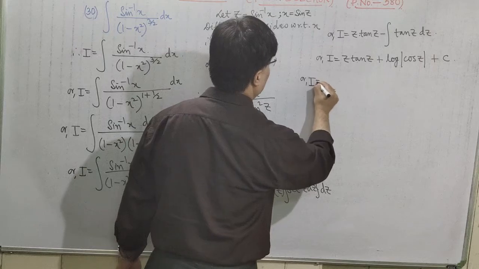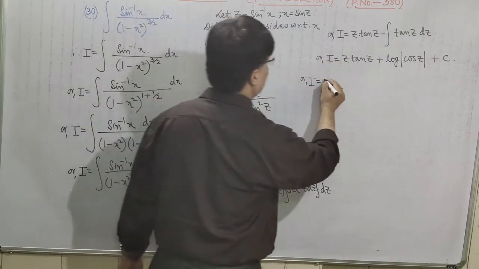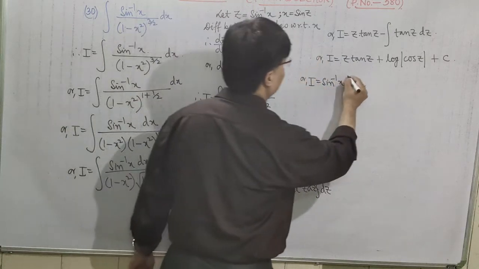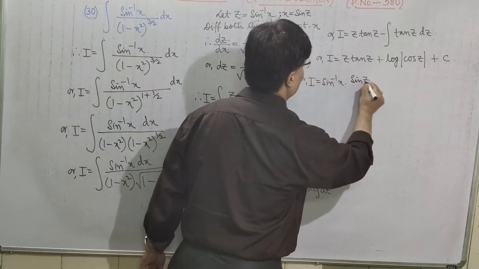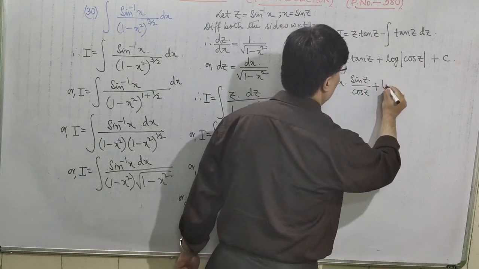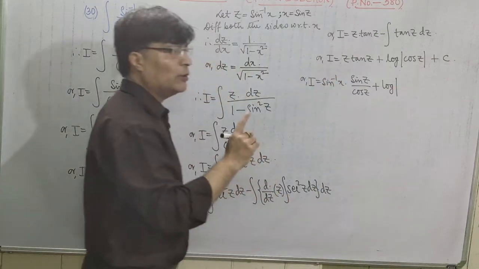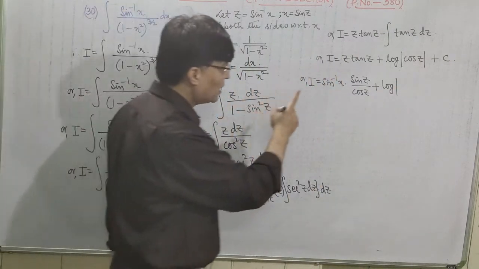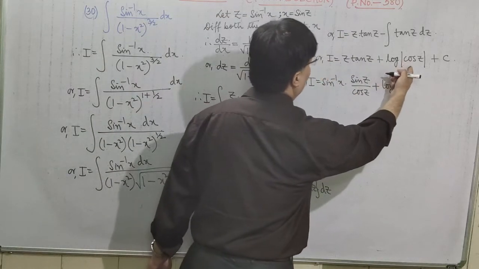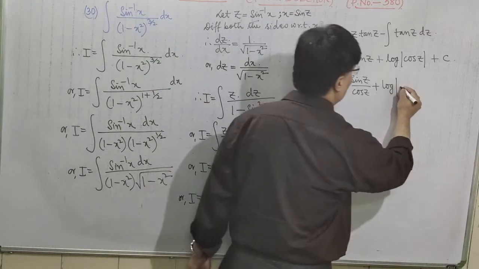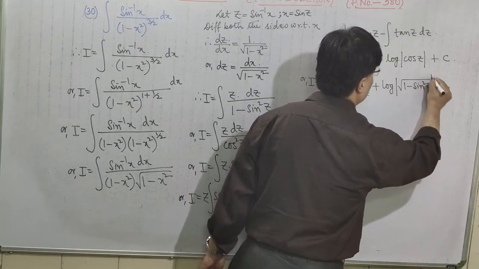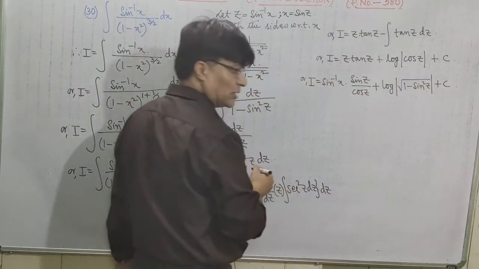Or I is equal to, what is z here? Z is sine inverse x, into, what is tan z? It is sine z by cos z, right? Plus log within mod. How will you write down cos z? Cos z, you have to write it in terms of sine z. That is root over 1 minus sine square z, 1 minus sine square z, mod sign closed, plus c.